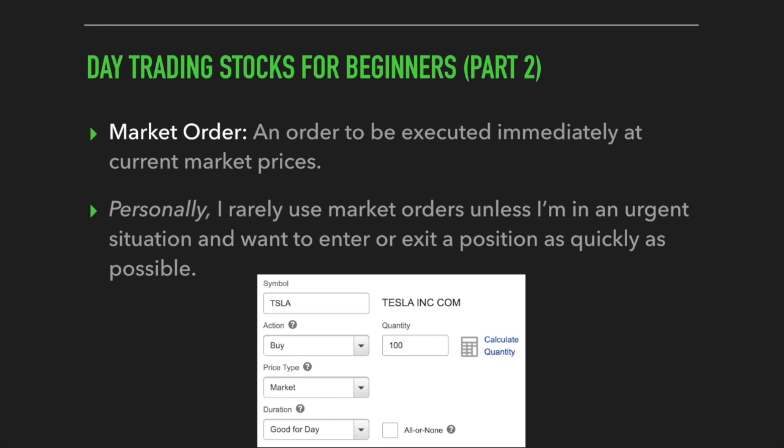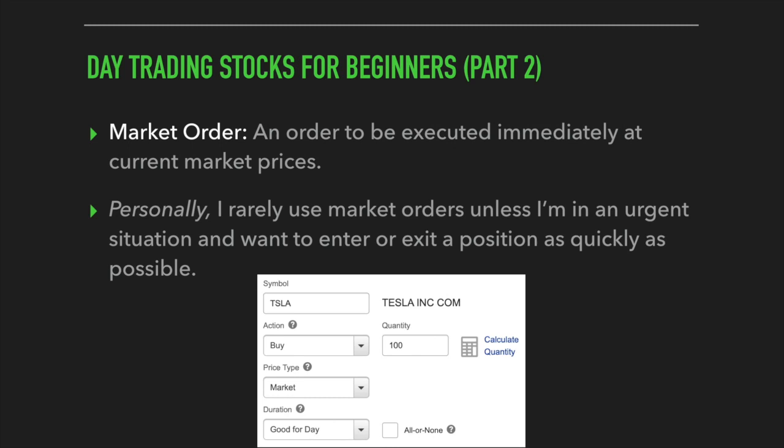Okay, so the first order type that I want to talk about is what is known as a market order. A market order is an order that is going to be executed immediately at current market prices. Now, personally, I rarely use market orders unless for whatever reason I'm in a very urgent situation and I want to enter or exit a position as quickly as possible.